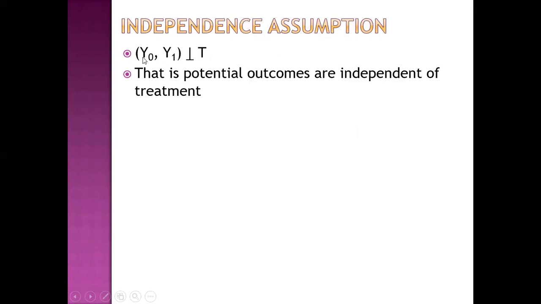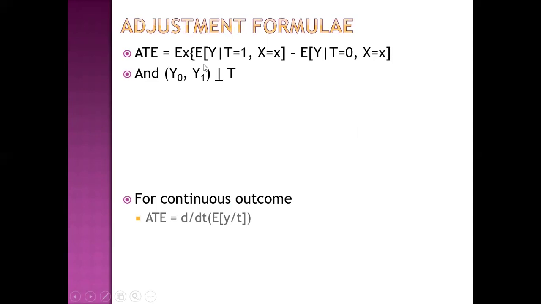Independence assumption is that both the potential outcomes are independent of treatment. That is, potential outcomes are independent of treatment. Adjustment formula. So this is the adjustment formula subject to the confounder variable's presence and independence assumption. And if the outcome variable is continuous, we take the derivatives.